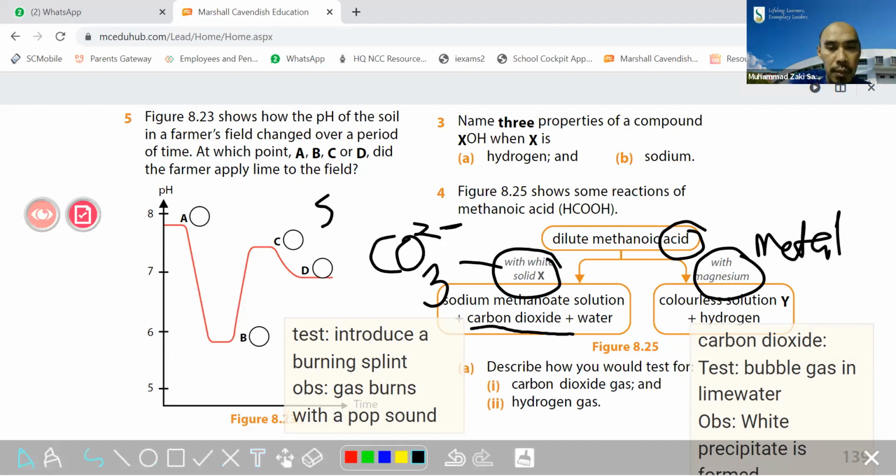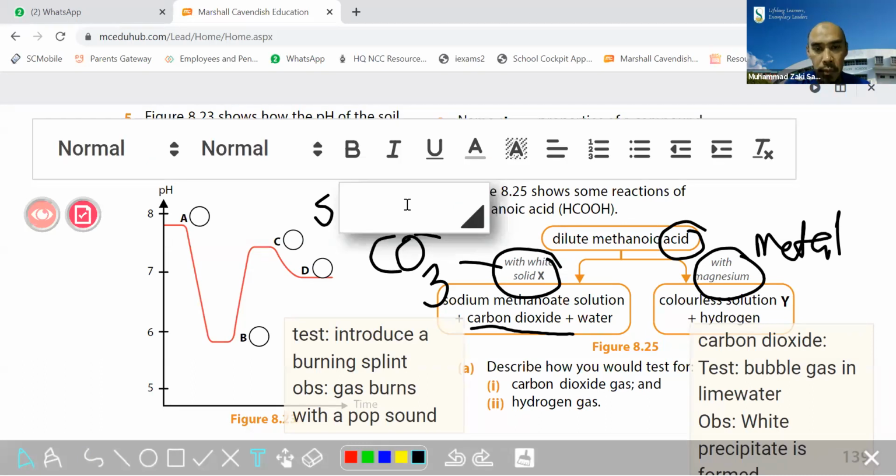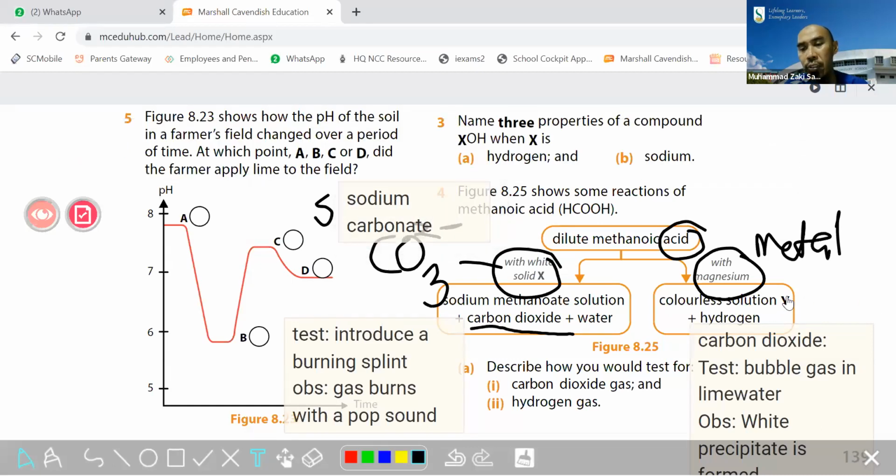Sodium carbonate. You use the textbook better. Sodium carbonate. Then how about Y? Y is actually a salt. The name of the salt is complicated because that's a methanoic acid. You will learn it next next year, but I'm not going to talk about this. So it's just a salt and hydrogen. So the solution is a salt.